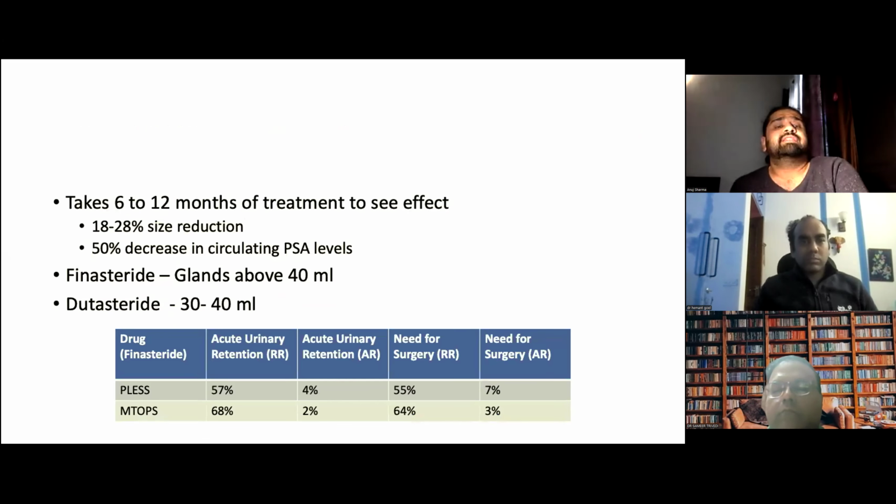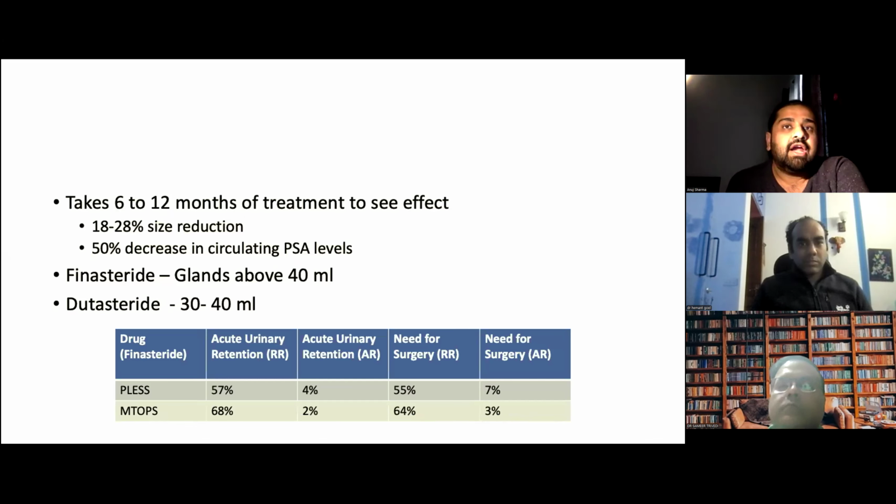So in the various studies that we have seen, it takes almost 6 to 12 months of treatment to see the effect. And in most of these studies, the very landmark studies included the PLESS, the MTOPS, the COMBAT. The PLESS and the MTOPS were focusing on finasteride as combination therapy. So almost 18 to 28% size reduction, along with a 50% decrease in the circulating PSA levels, is seen in the longer term. Finasteride is typically used in glands above 40 ml.